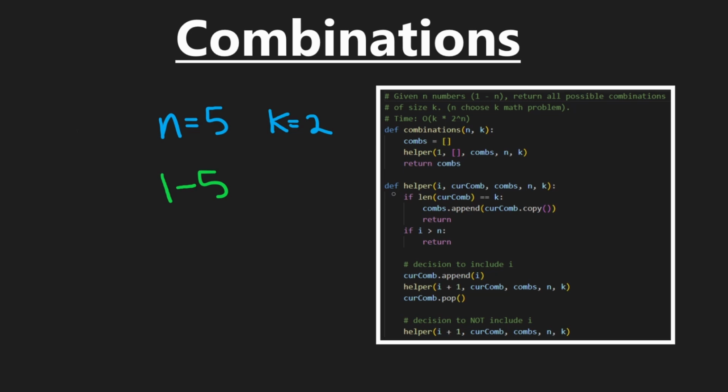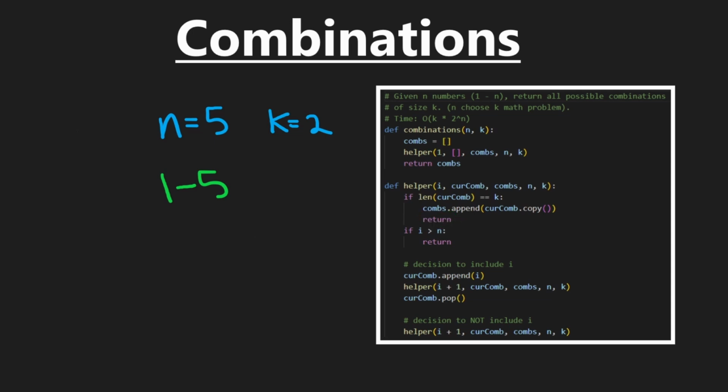So we have some base cases here. One is that we have a combination. The length of our combination is exactly equal to k, in which case we're going to take that combination, create a copy of it, and then append it to the result and then return. We don't need to do anything else.